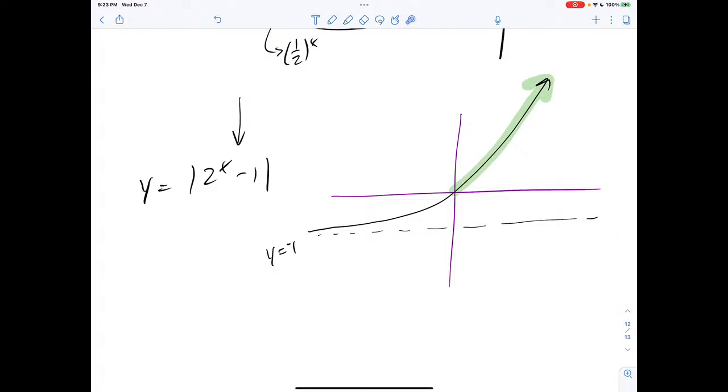However, these points are below, so the absolute value is going to knock them above. It'll look like this until it gets to its horizontal asymptote at 1. So this will flip up and go like that, and you'll have a horizontal asymptote at y equals 1. What I have highlighted here would be a graph of the absolute value of 2 to the x minus 1.